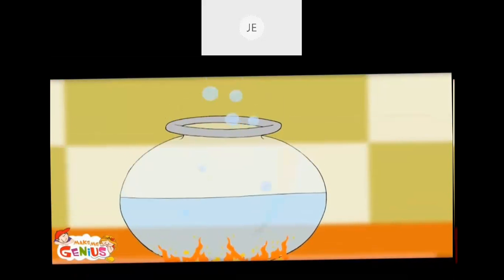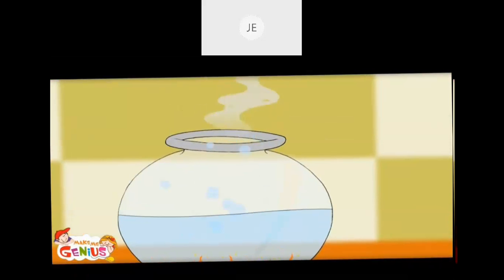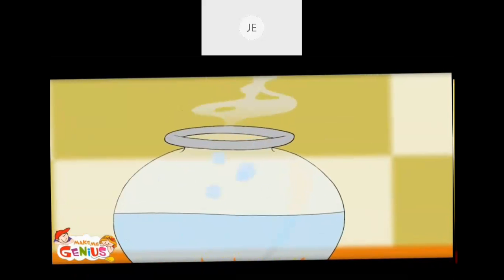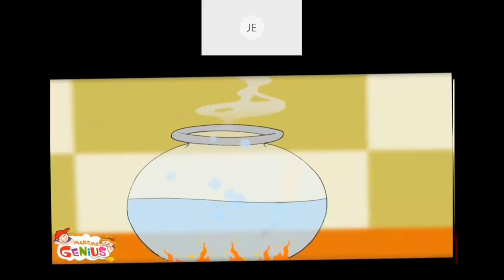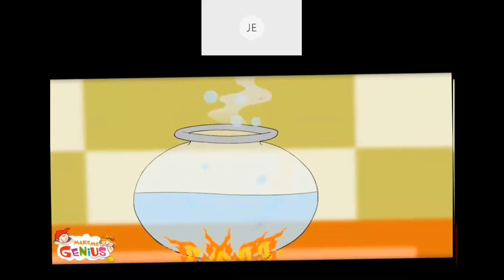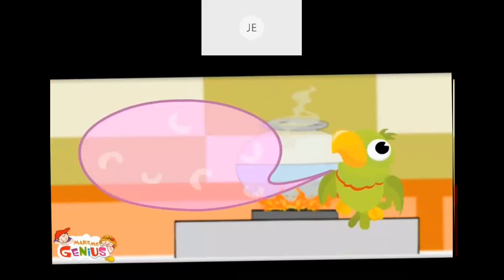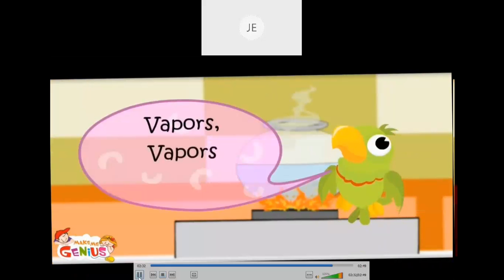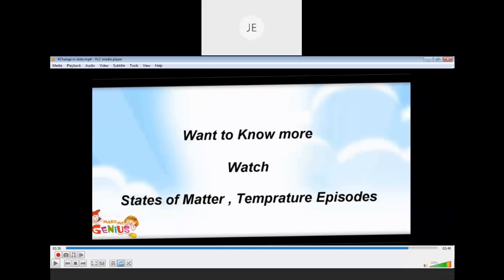Now, still we are heating the liquid, so molecules are moving faster. Some of them are coming out. We can see them, but they're forming a gas. So, when vapor comes out of liquid on heating, it is called evaporation. Vapors! Evaporation! Okay.